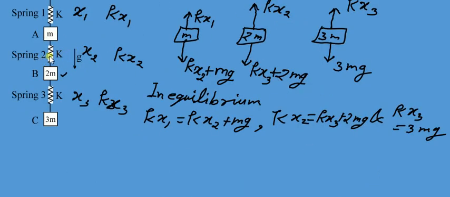Note that when spring 2 is cut, the force on spring 3 and spring 1 will remain unchanged. Only the force in spring 2 will be equal to 0. In this spring, there will be no force. And in spring 1 and spring 3, the force will remain unchanged.